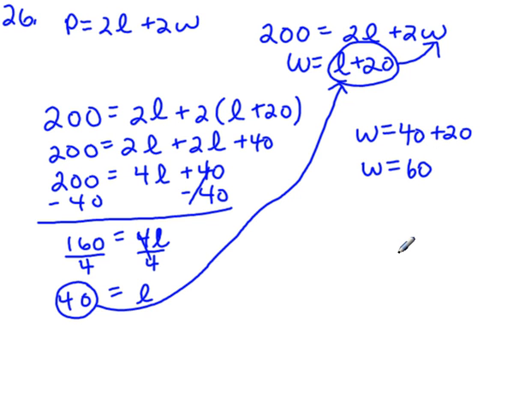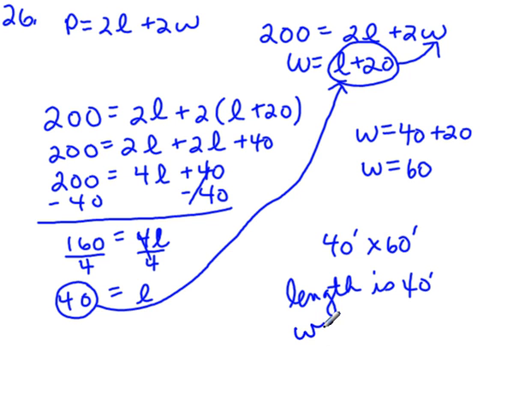Now remember, on a word problem, go back and read what they asked you to give, because I've solved for two variables, but I haven't answered the question yet. The problem says find the length and the width of the dance floor. So my dance floor is 40 feet by 60 feet, or the length is 40 feet and the width is 60 feet. And there you go. Now I've answered the question that they asked of me.